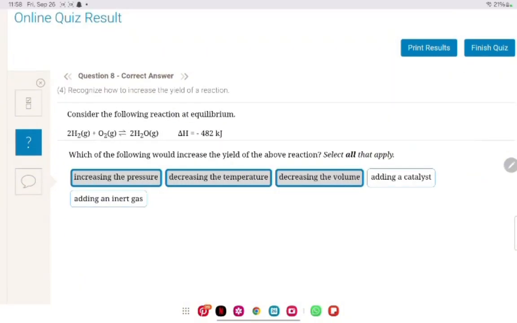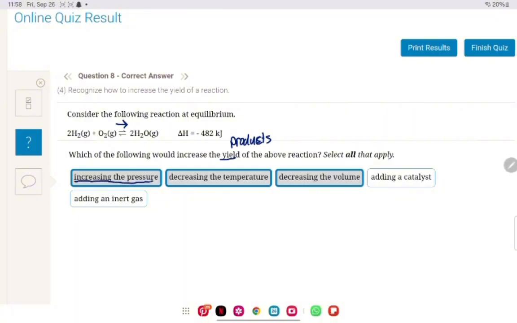Which of the following would increase the yield? Okay, yield is products. So they're asking which of the following would increase the products. The only way to increase the products is by moving to the right. We need to see which of the following statements will make more products, so move to the right.